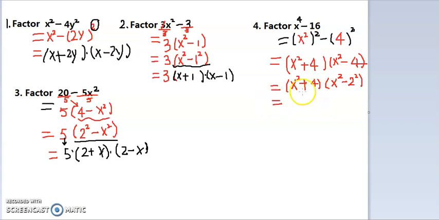So now we keep bringing down this x squared plus 4. And that x squared minus 2 squared, we apply the difference of 2 squares formula again on that. That gives us x plus 2 times x minus 2. Because x times x will give us that x squared, plus times minus will give us that minus, and 2 times 2 gives us 2 squared.